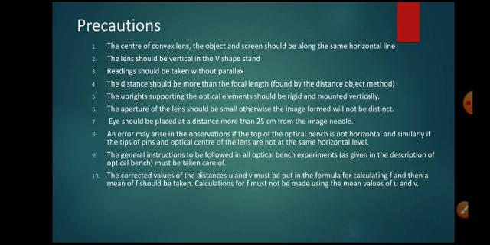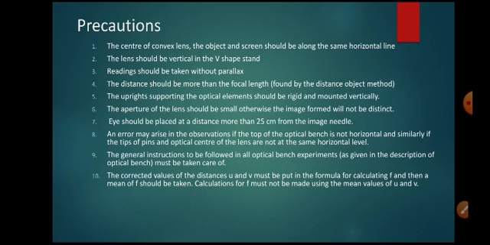The aperture of the lens should be small, otherwise the image formed will not be distinct. It will not be clear. The eye should be placed at a distance more than 25 centimeters from the image needle. So if you are using an illuminated needle, then your eye should be 25 centimeters away from the needle. An error may arise in the observation if the top of the optical bench is not horizontal.